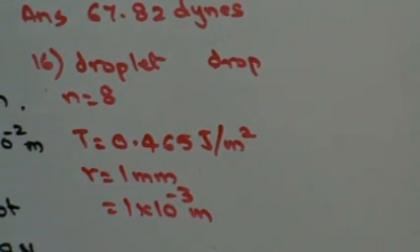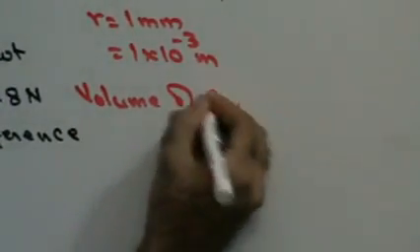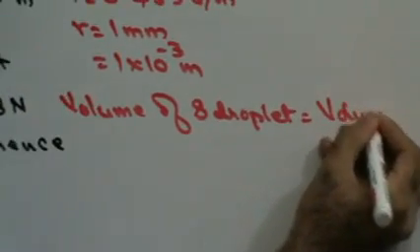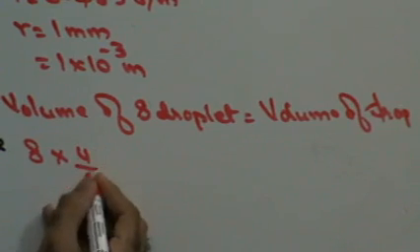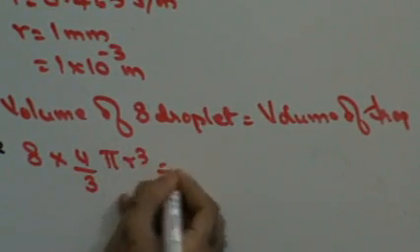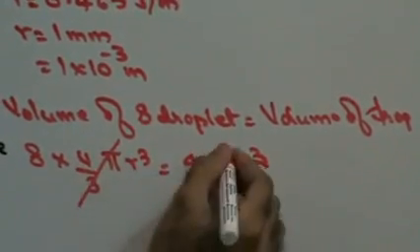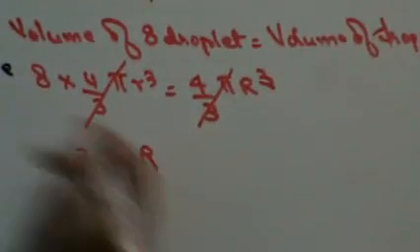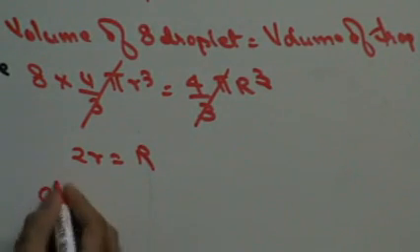Now whether you break or combine, I can say that the volume of 8 droplets should be equal to the volume of the drop, right? So 8 into 4 by 3 pi r cube should be equal to 4 by 3 pi R cube. 4 by 3 pi gone. Take cube root on both the sides. So R is equal to 2r. Right?